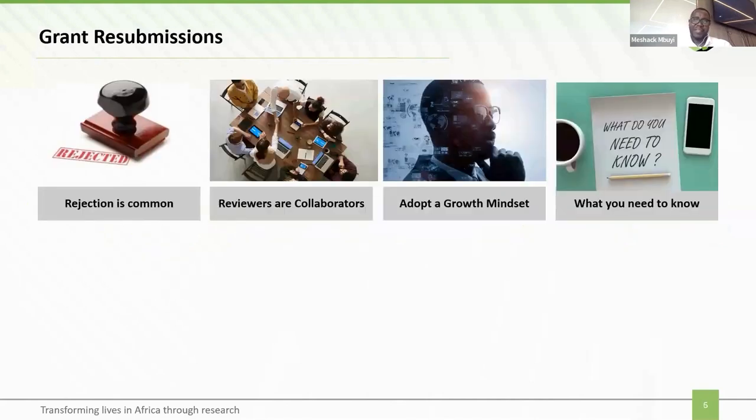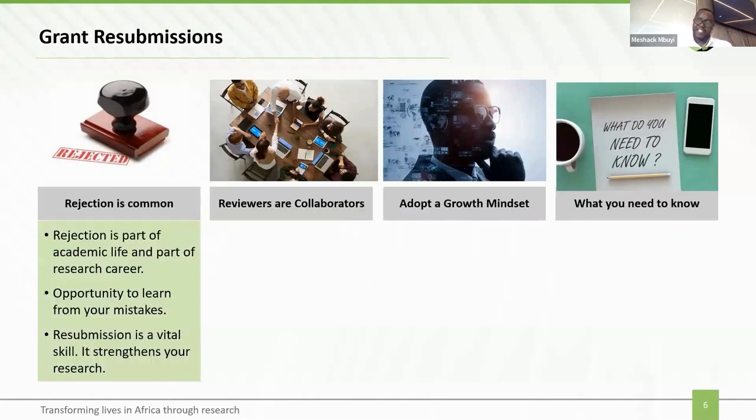But also, when we are thinking about grant resubmissions, one of the things that we need to agree on is that rejection when you submit an application is very common. It is part of your academic life, and it is part of a researcher's career.